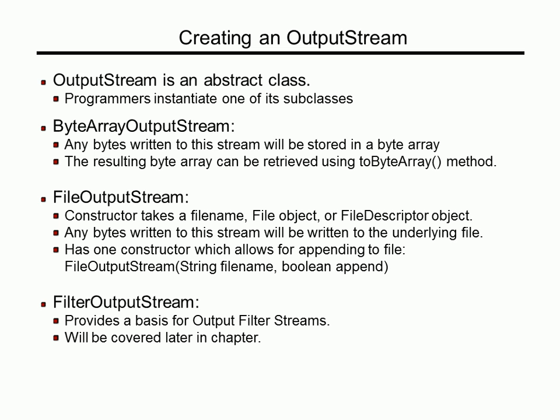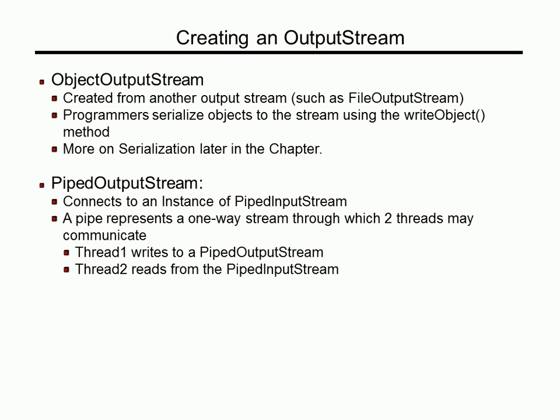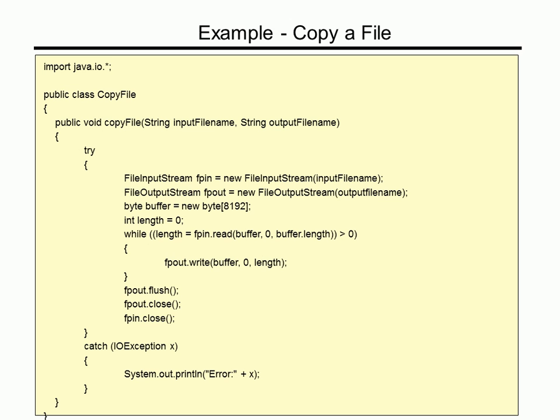Then the same with the filter output stream. It provides the basis for filter streams. Then the object output stream, as I said, it's used for serialization. Serialization, we'll come to it soon. Then the pipe, just like the pipe, you write and read. So there's a typical example here, which we'll be trying our hands on, but let's go through the code first.